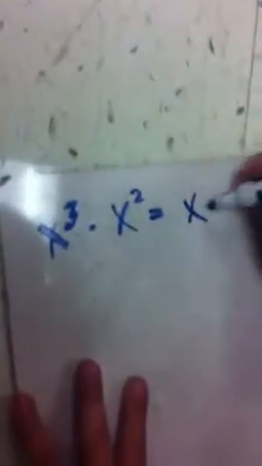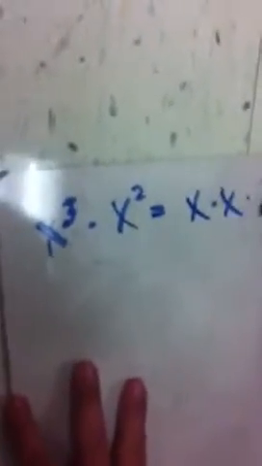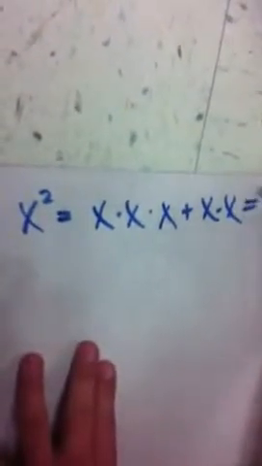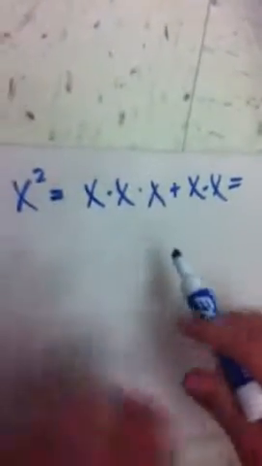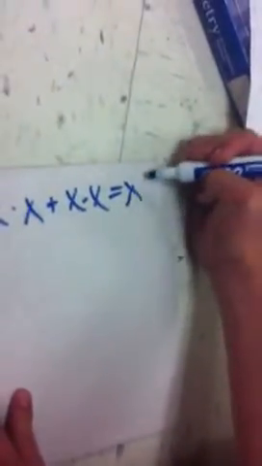So, x to the third power times x to the second power. We do x times x times x plus x times x equals, how many x's are there? You're right, there's 5. So the answer is x to the 5th power. Let's do another example.